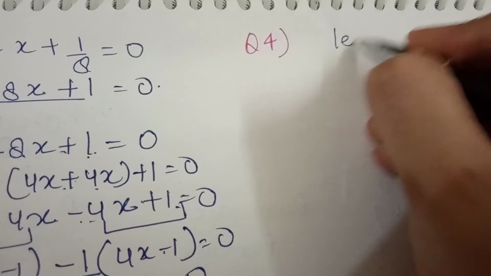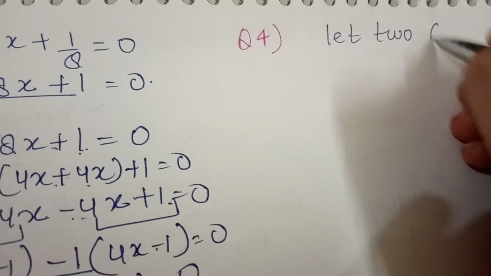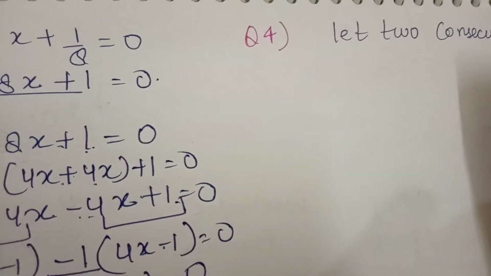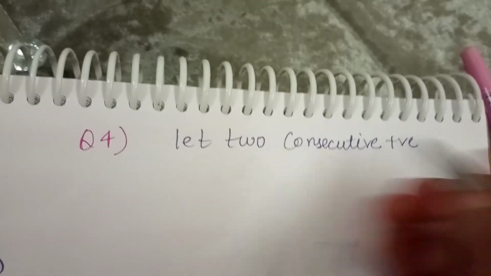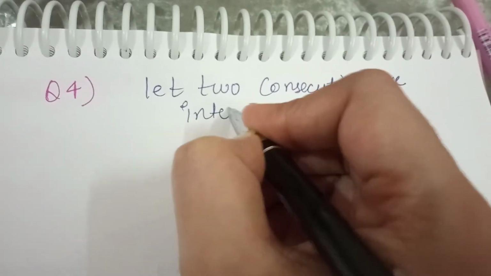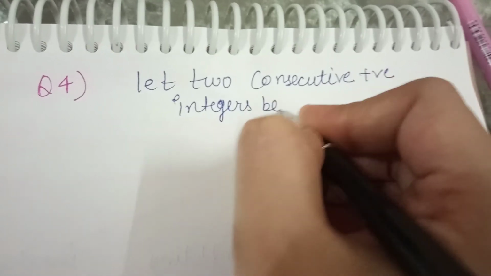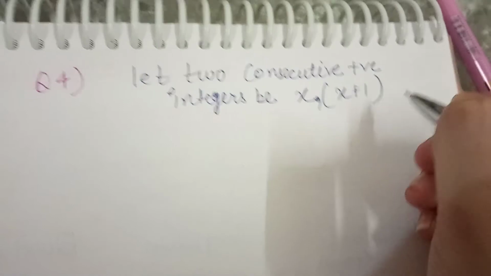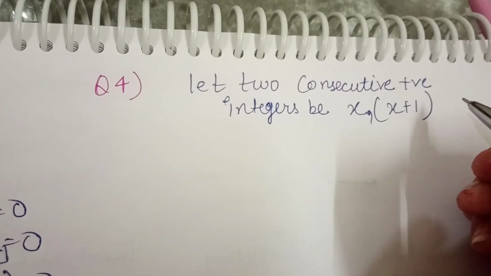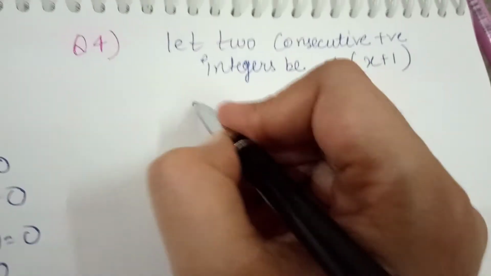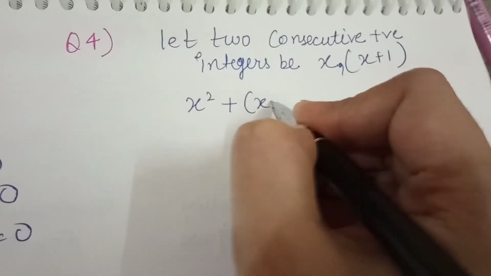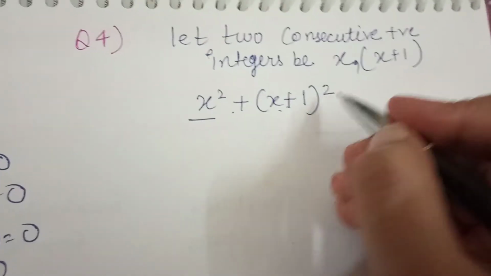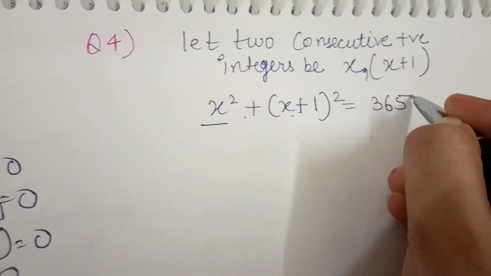So let two consecutive positive integers be, क्या लेते हैं, x और दूसरा क्या होगा x प्लस 1. Now they are saying sum of whose squares, इन दोनों के squares का sum. It means first number का square then second number का square, और उनका sum is equal to 365.